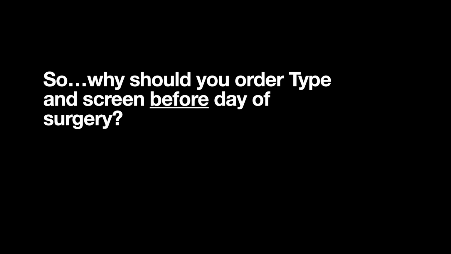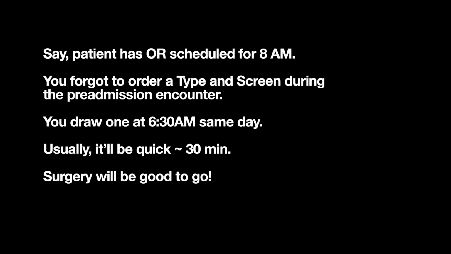Kind of on a tangent, but on a related note, why should you order a type and screen before the day of surgery? Say the patient has an OR scheduled for 8 a.m. and you forgot to order a type and screen during the pre-admission encounter. So you draw one at 6:30 the same day. Usually it'll be quick because the antibody screen will be negative and you don't have to do the whole panel, and surgery will be good to go. If the surgeon needs blood, then we'll be quickly able to issue blood.